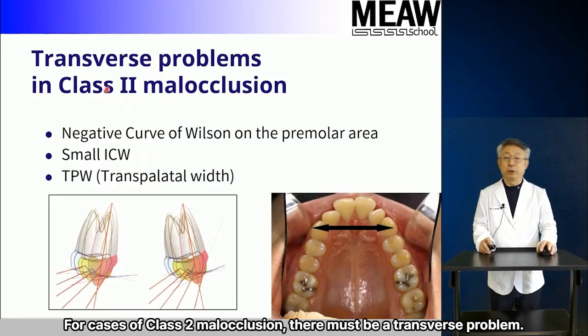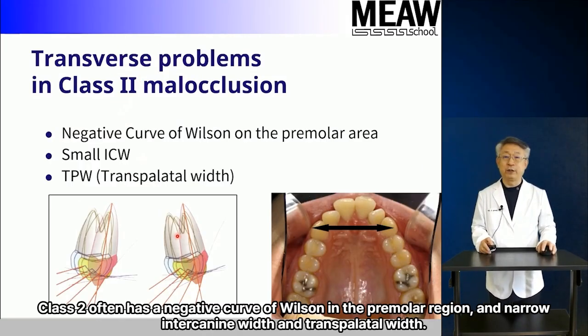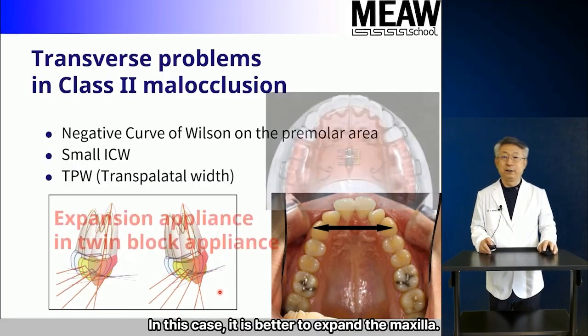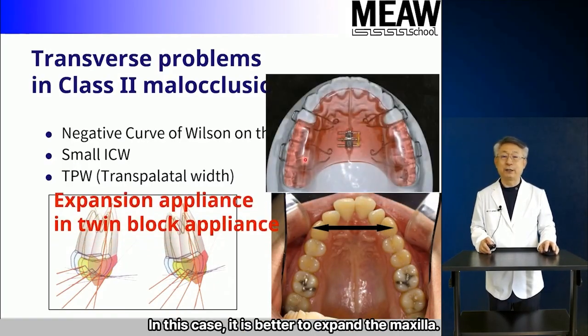For cases of class 2 malocclusion, there must be a transverse problem. Class 2 often has a negative curve of Wilson in the premolar region, and narrow intercanine width and transpalatal width. In this case, it is better to expand the maxilla.